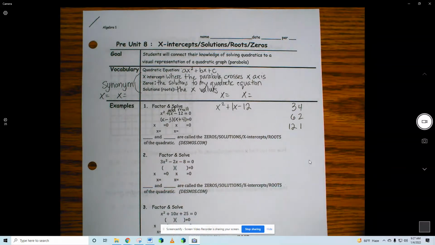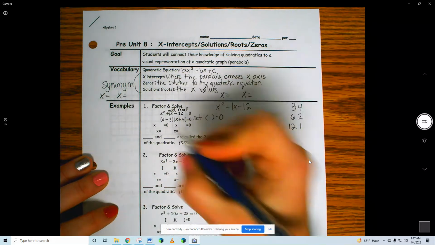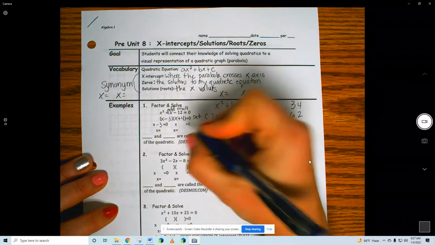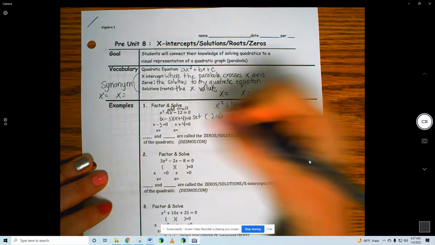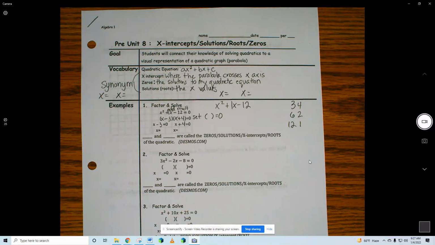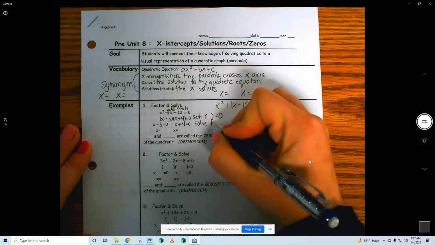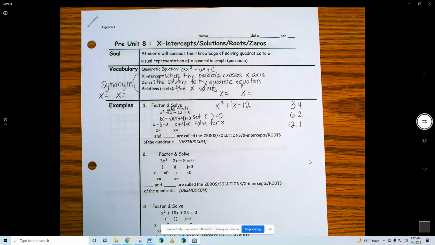So now set your parentheses equal to 0. X minus 3 equals 0. X plus 4 equals 0. So I just rewrote my parentheses in this line below. X minus 3 equals 0. X plus 4 equals 0. And then I have to solve for x. Solve for x.